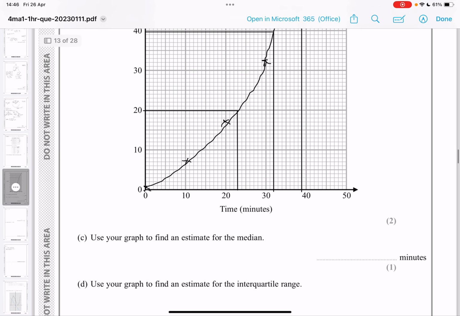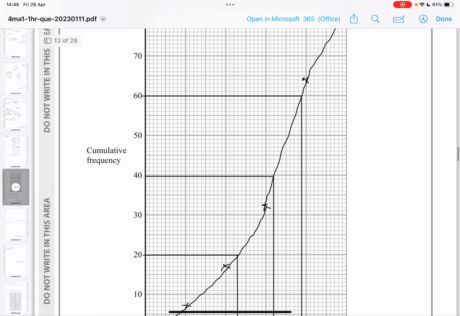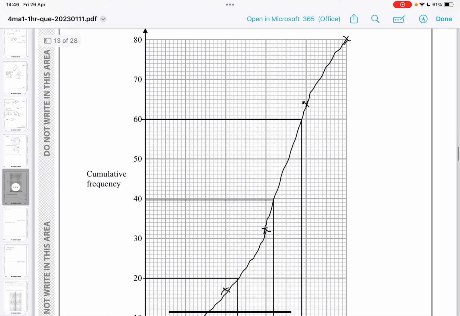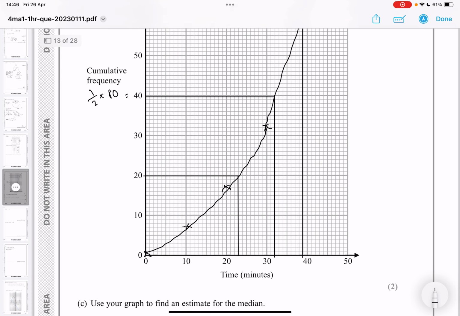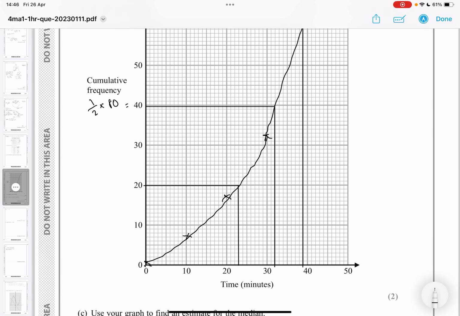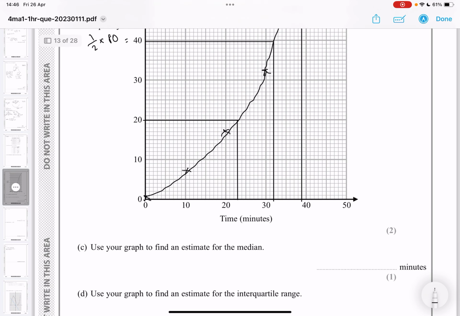Now, use your graph to find an estimate for the median. So the median just means half of the total frequency, okay? So you find half of the total frequency. In this case, it'll be half times 80, which is equal to 40, and then you find the corresponding time, the corresponding x value. So if you read that off my graph, you get 32 minutes.